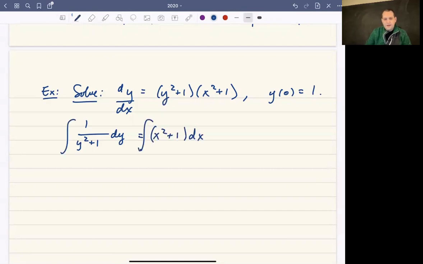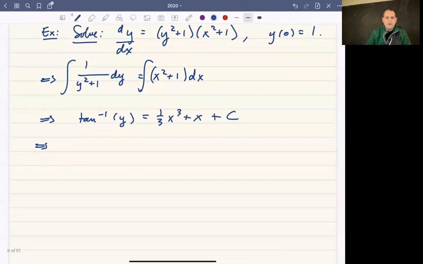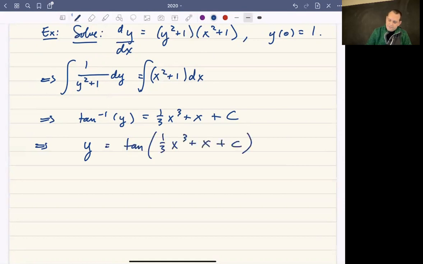And then on the left side, we have to think about what's the integral of 1 over y squared plus 1. And it turns out that that is arctangent. So we get inverse tangent or arctangent of y. On the right side, we'll end up with 1/3 x cubed plus x plus c. And then if we want to solve for y, we're going to take the tangent of both sides of the equation. And we'll end up with y as tangent of 1/3 x cubed plus x plus c.